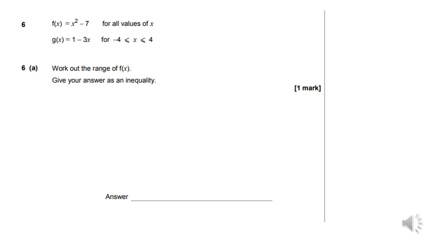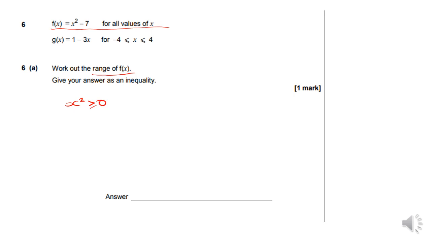Okay, next up, question 6. I think both parts are possibly quite similar. So here it wants me to work out the range of f of x. So I need to look at this and think about, are there any numbers that this can't possibly be? When we've got a squared, we know that x squared is always going to be, no matter what number I put in, greater than or equal to 0, right?